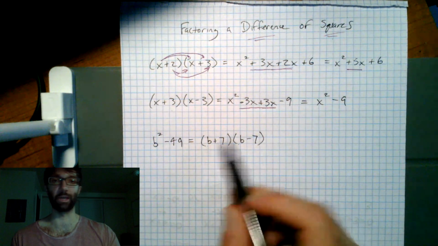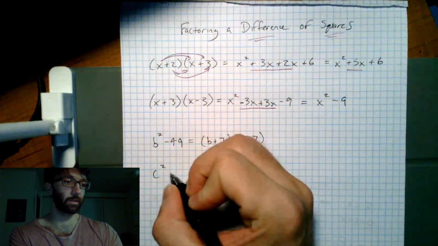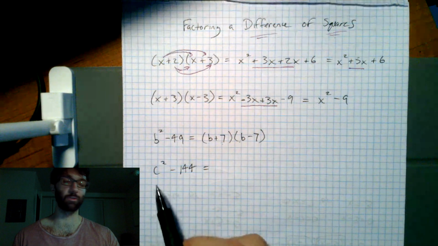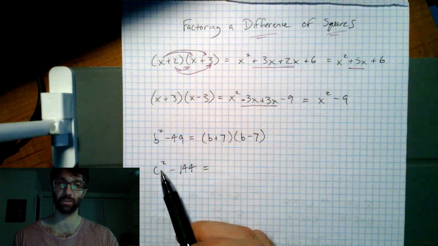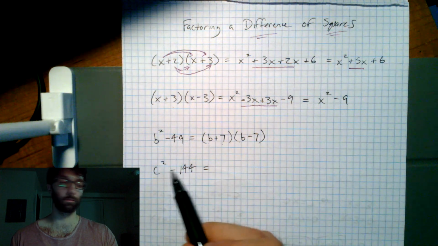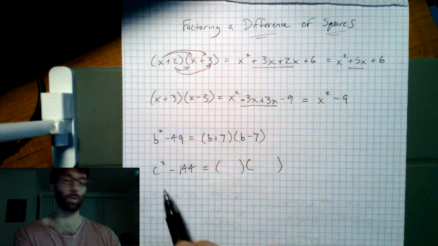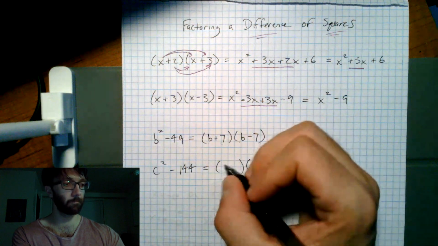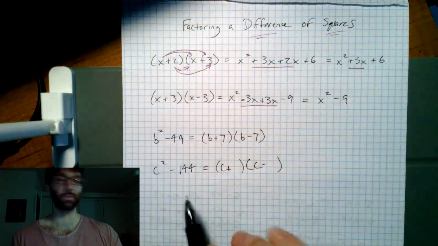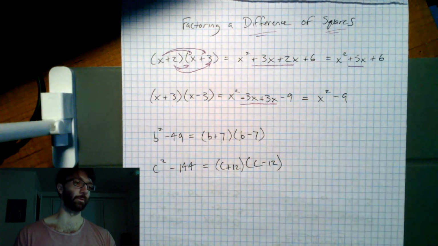All right, so this is how we factor a difference of squares. So for example, maybe we had something that looks like c squared minus 144. You have to recognize that I have 2 perfect squares here. C squared is a perfect square, and 144 is a perfect square. And I'm taking the difference, right? Subtraction. And so I'll take the square root of this perfect square, that's just c. And then I need a plus and a minus. And the square root of 144 is 12. And there we go.